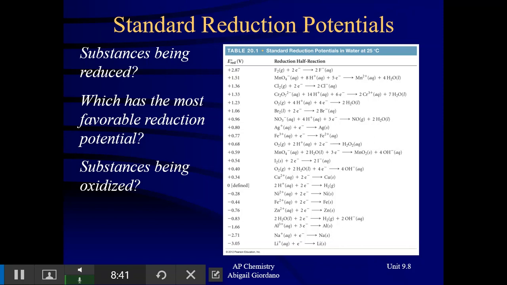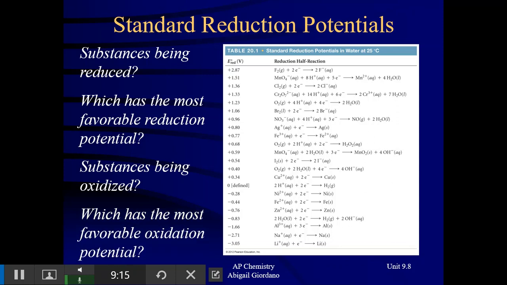Guess what happens to the potential when you flip a reaction around? It changes sign. So this question asks, where are the substances that are being oxidized? Well, they're on the product side. Imagine you take everything on the product side in the chart in front of you and flip it around. So in the first reaction, if I flip it around, F⁻ is the substance being oxidized.